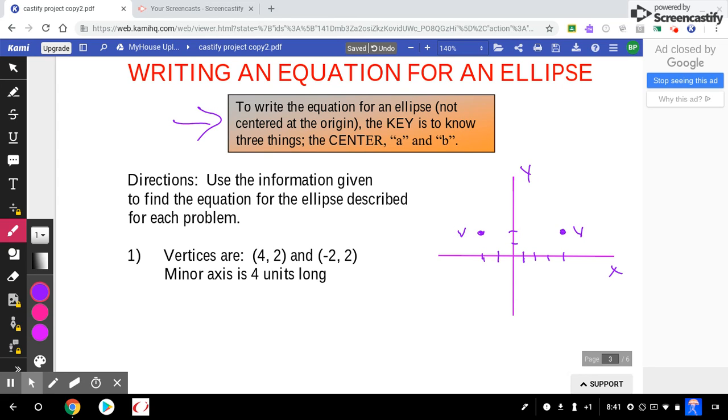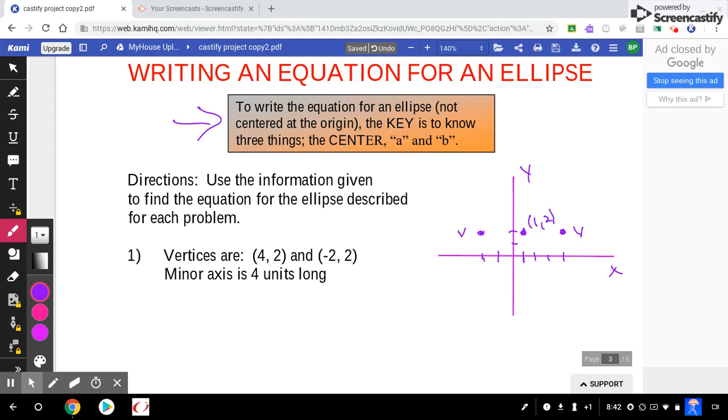So notice in the problem it didn't tell us the center, and we are going to need that to write the equation. So the center, understood to be, kind of makes sense, halfway between the vertices if we're going to draw an ellipse. So the center literally has the coordinates of 1 comma 2. Go ahead and throw that on there.